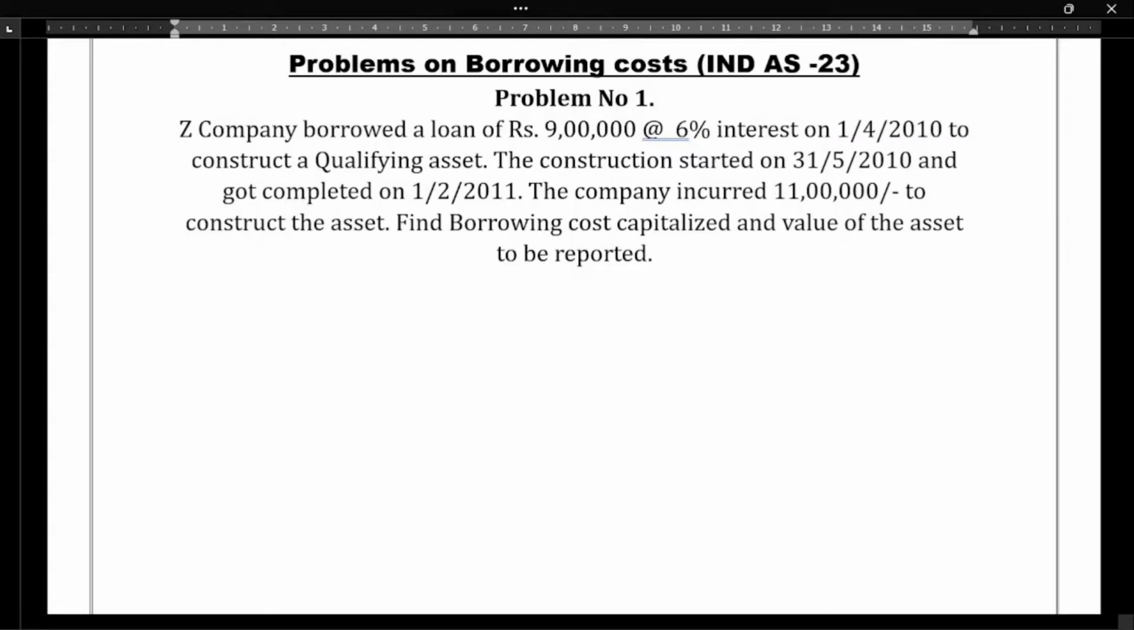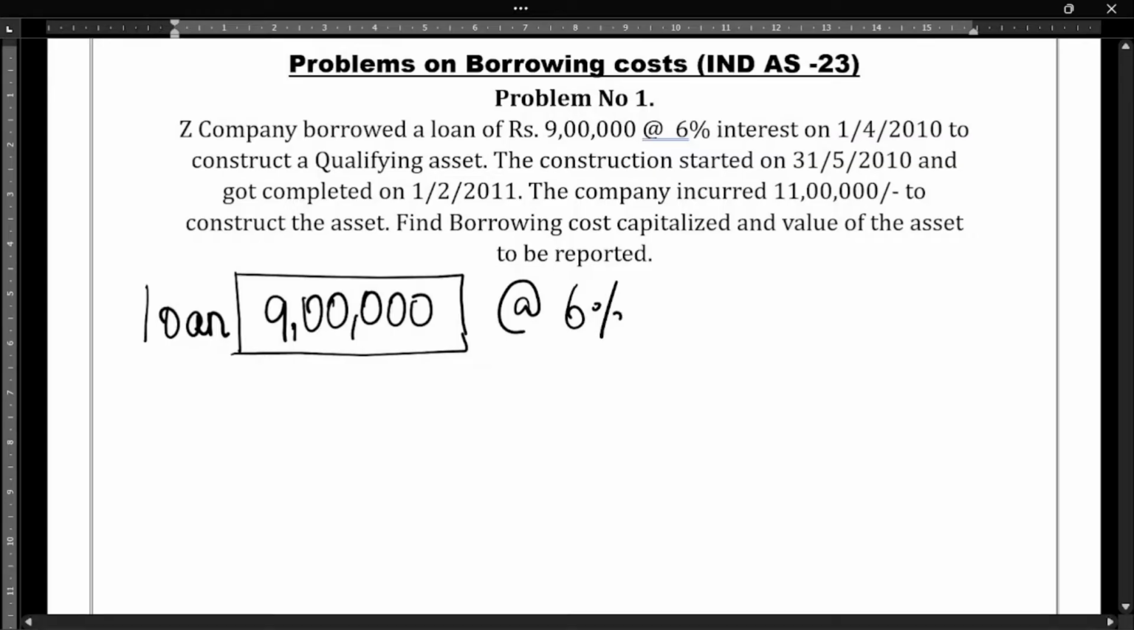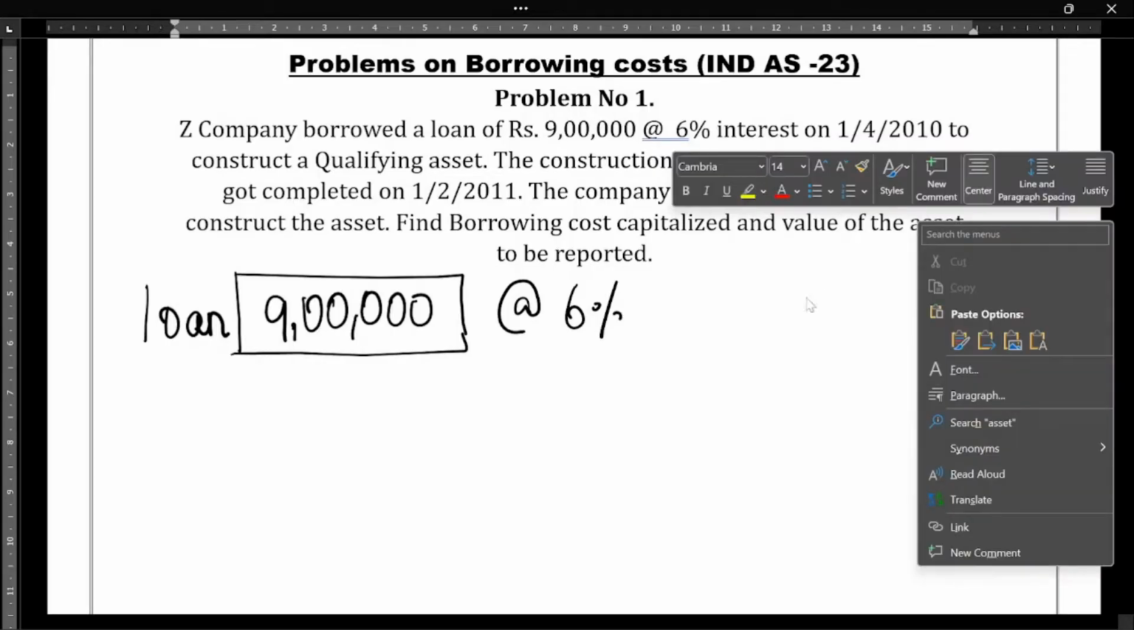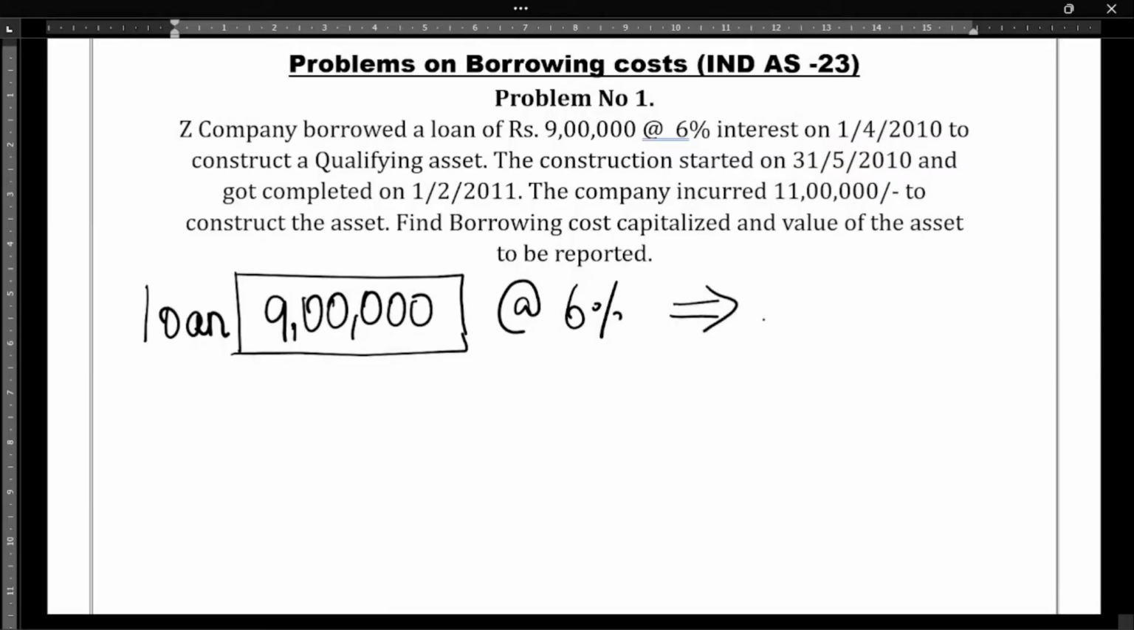A company borrowed a loan of rupees 9 lakh. So the company is borrowing a loan, and that loan amount is 9 lakh rupees, at 6% interest per annum. This loan was borrowed on 1/4/2010 to construct the qualifying asset. So the loan was obtained to construct the qualifying asset.